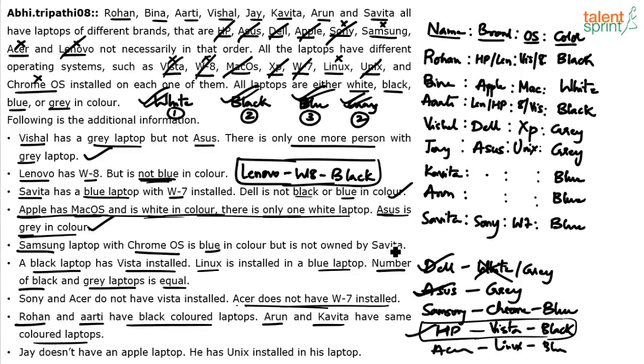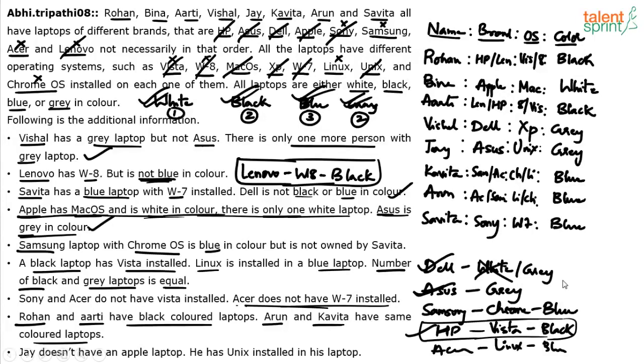Samsung has Chrome and is blue in color, but not owned by Savita. Kavita and Arun will be sharing between Samsung and Acer. Samsung versus Acer. And if it is Samsung, then it will be Chrome or Linux, or Linux versus Chrome.